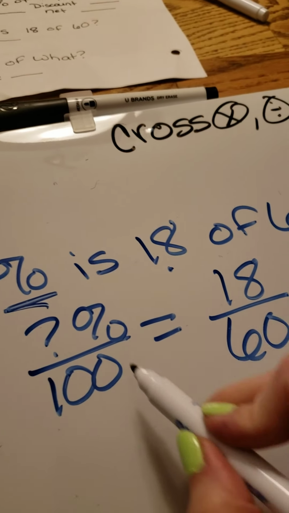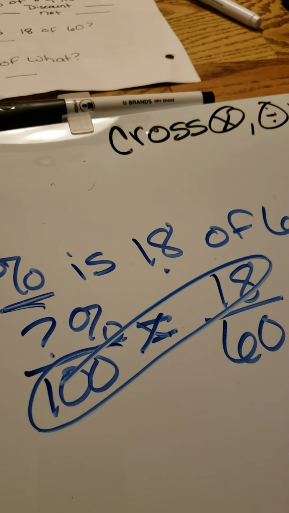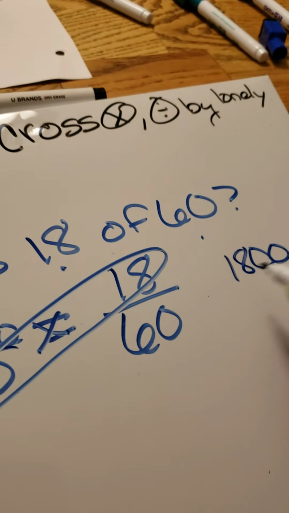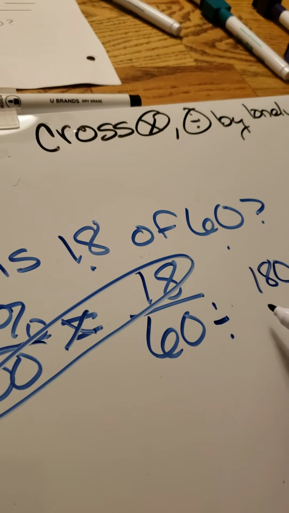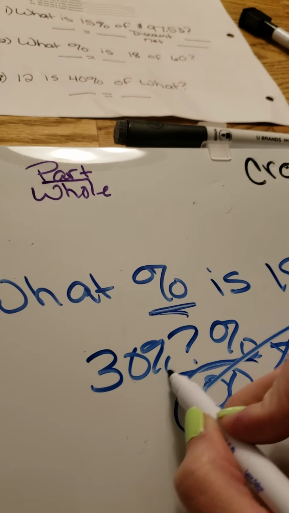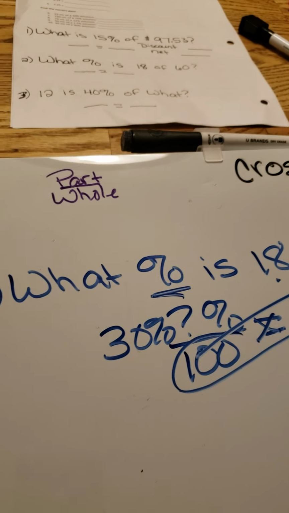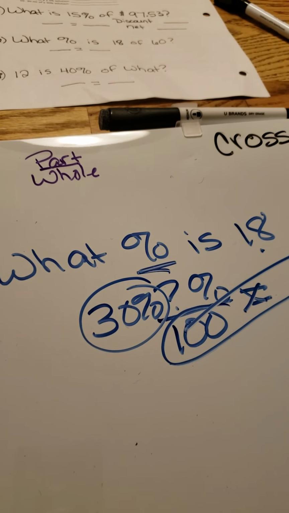All right. Cross multiply. Okay. Divide by 60. Gives me 30%. This question does not ask for a net, so that's the only step I have to do. Just have to solve.